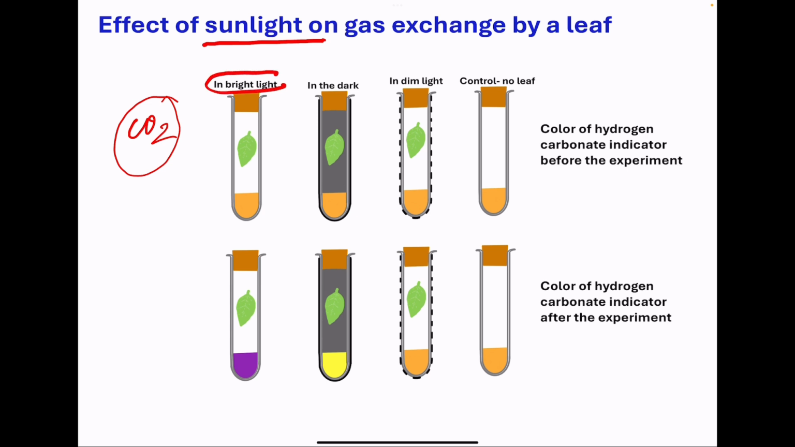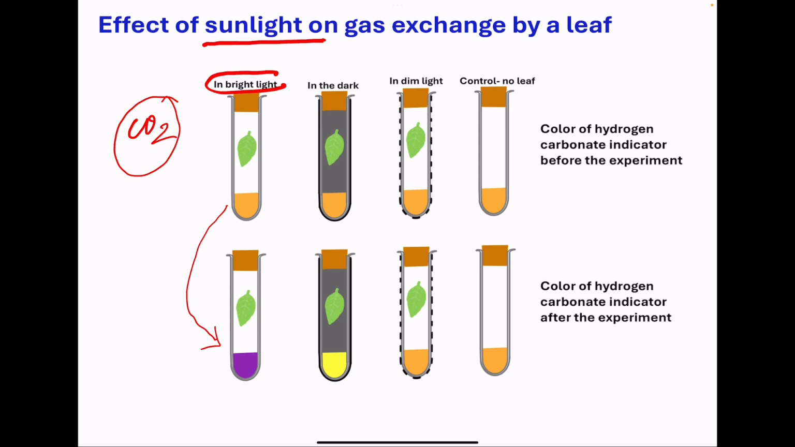One is in bright light, and because there is bright light, we expect photosynthesis to occur more, CO2 to be used up, and the concentration of carbon dioxide to decrease. That's why we see a color change of the hydrogen carbonate indicator turning from orange to purple, meaning the concentration of CO2 has decreased. In the dark, there is no sunlight, and that means there is no photosynthesis taking place. The CO2 concentration is going to increase because respiration is going to be taking place.